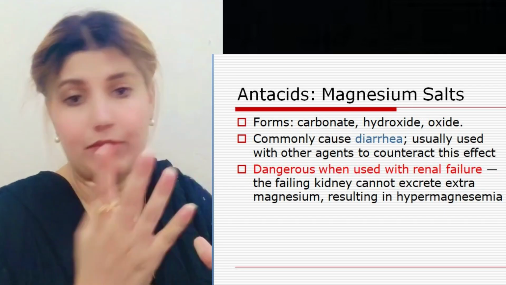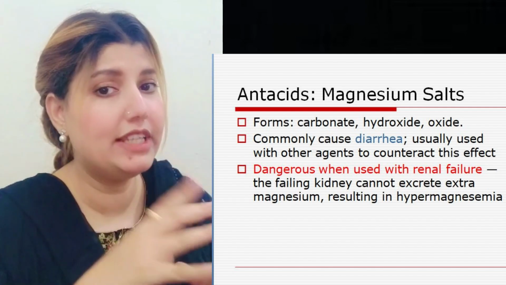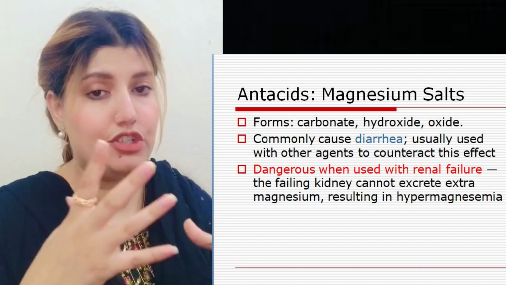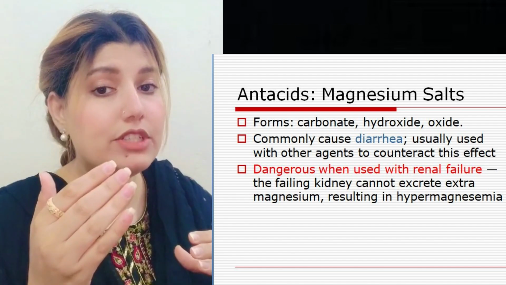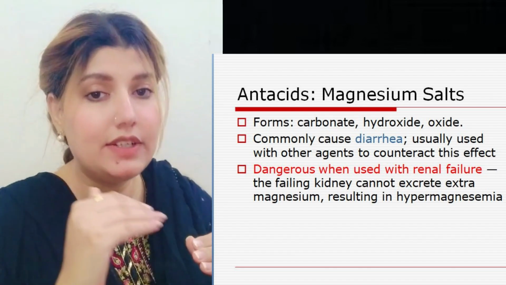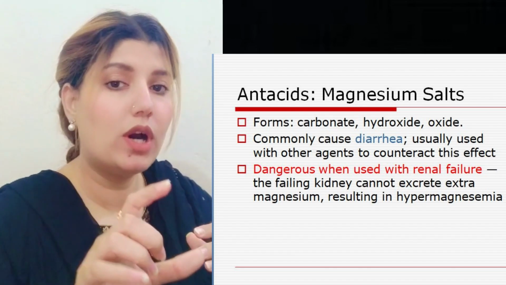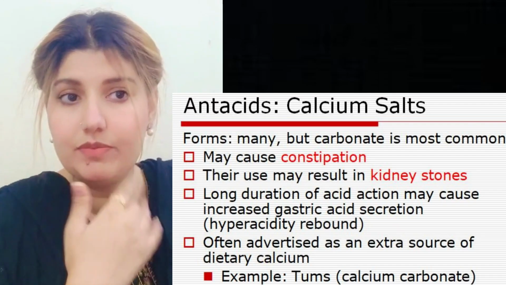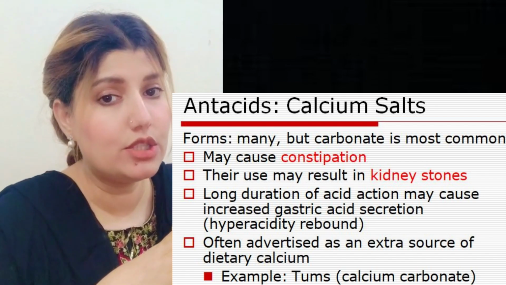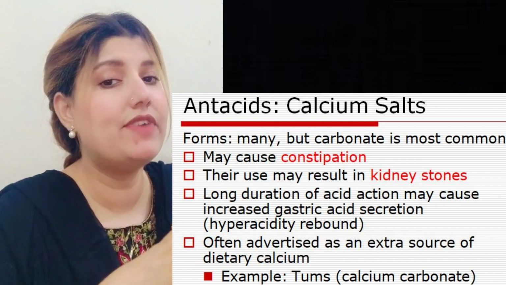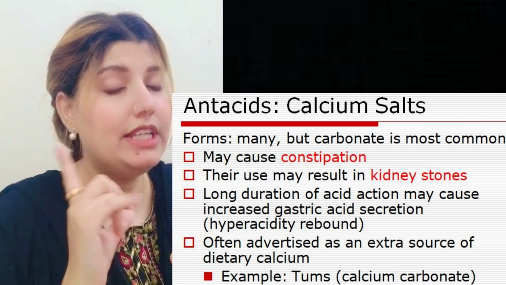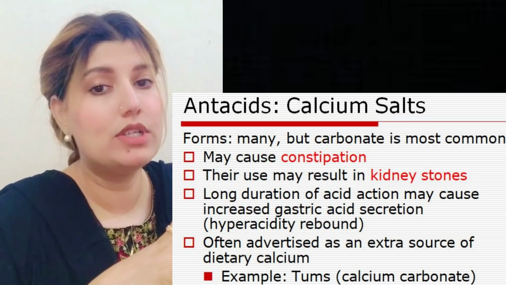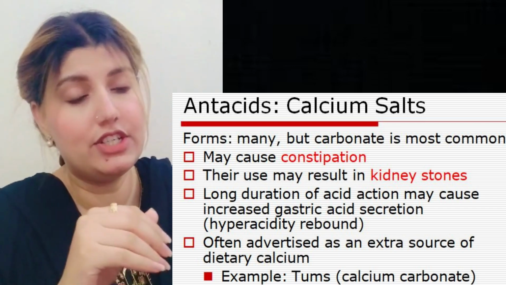The next are the magnesium salts. As I told you, the first side effect is that they can cause diarrhea, but the second is that if the person has renal issues or renal failure, magnesium is not going to be excreted from the body, and it can cause hypermagnesemia. Next are calcium salts. Calcium salts are also very important, but they still have side effects like constipation, and they can cause kidney stones. But there is one advantage of calcium salt: it can be used as an extra supplementary agent in the body.